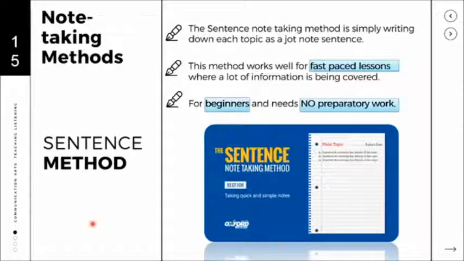Next is the sentence method. This is very common to you as a beginner, as a student. This is our common way of taking down notes in class. The sentence note-taking method is simply writing down each topic. This method works well for fast-paced lessons where a lot of information is being covered, especially when the teacher is very fast in discussing the lesson and he or she is very fast in talking. So this is very advisable for beginners, and using this note-taking method, it will need no preparation at all.